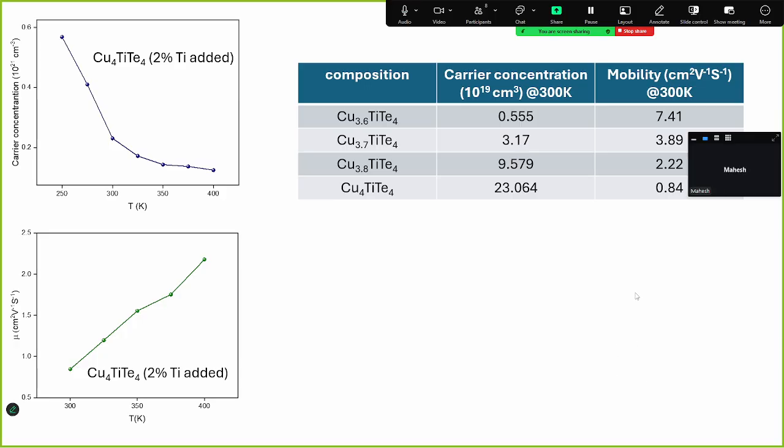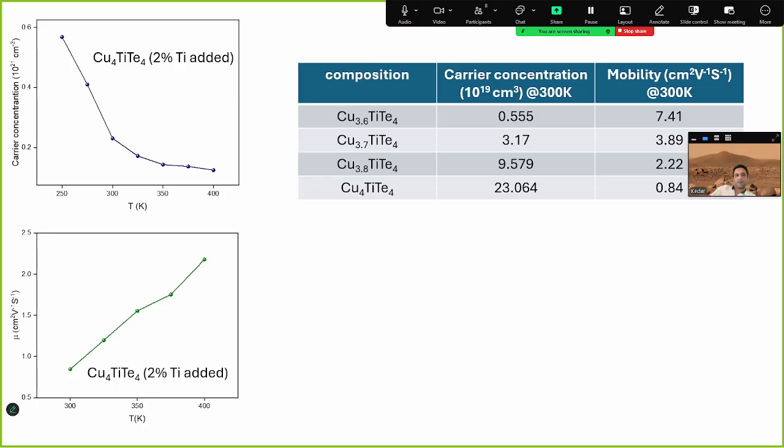Here, with the decreasing copper content, even though it's p-type, the copper content is decreasing. Typically, the hole carrier concentration should increase in other ABX2 materials. Whereas here, as the copper content decreases, the carrier concentration also decreases. This is linked to the transport, but why is it decreasing? We don't know.